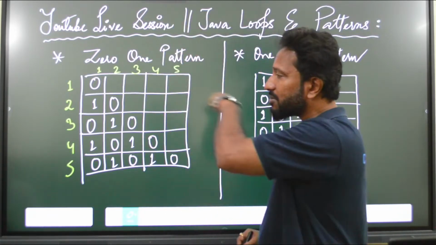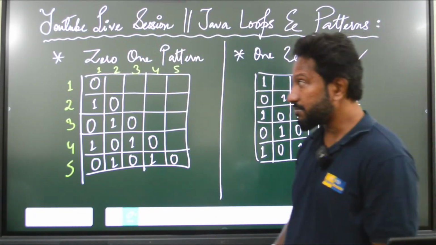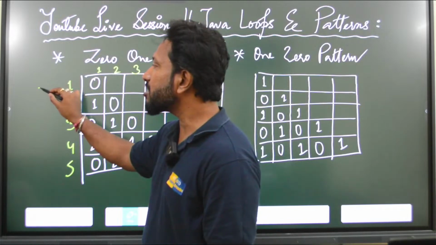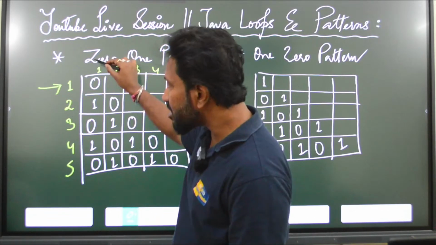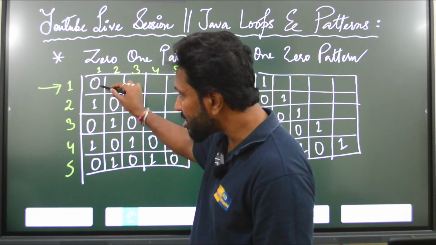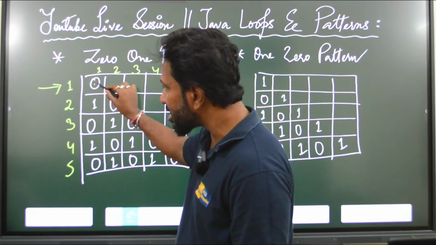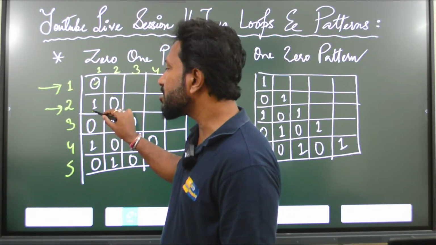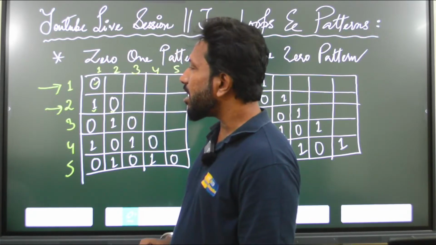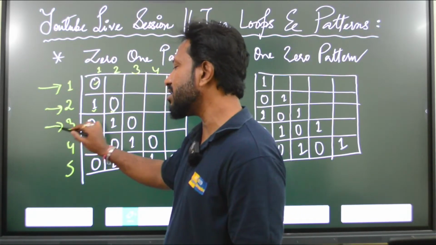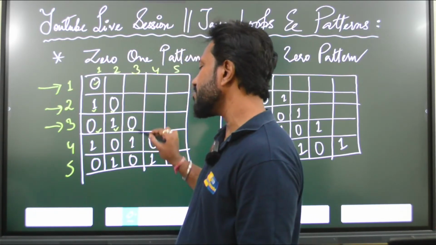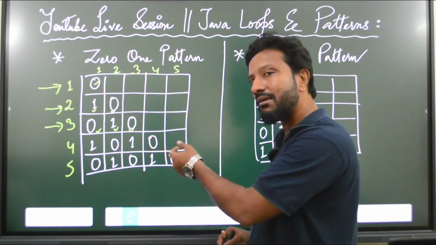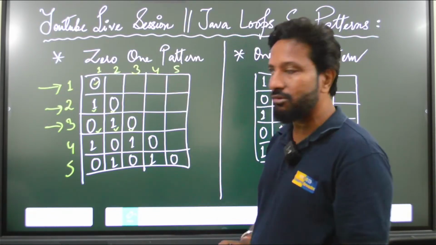If you observe carefully what is happening, when the row number is 1, the first column is getting filled. See, the first column is getting filled. When the row number is 2, 2 columns are getting filled. Likewise, when the row number is 3, 3 columns are getting filled. How they are getting filled we will come to know later. We will see how to figure that out.